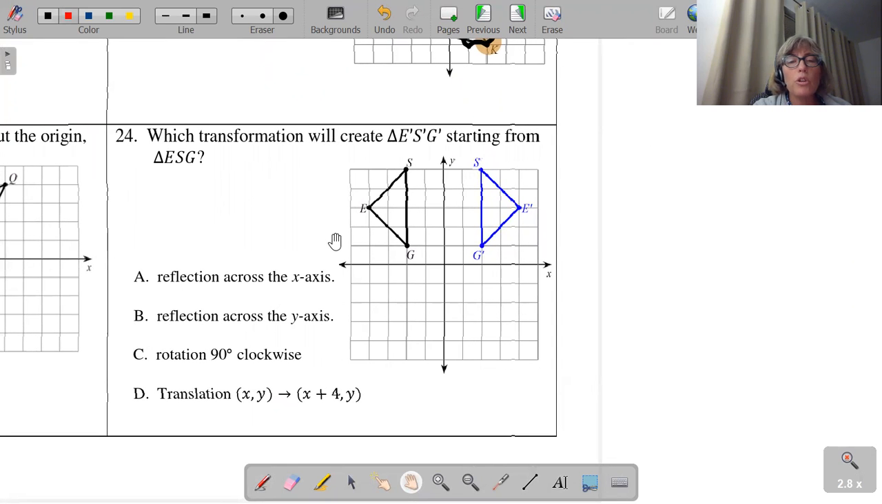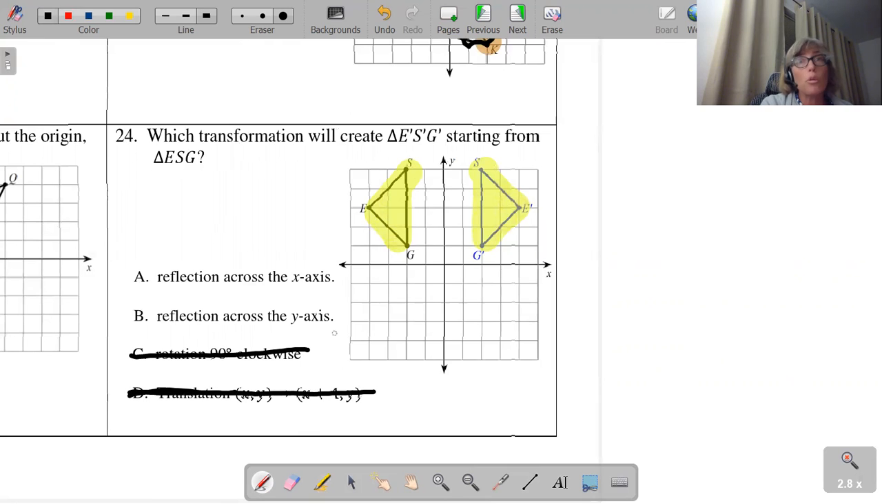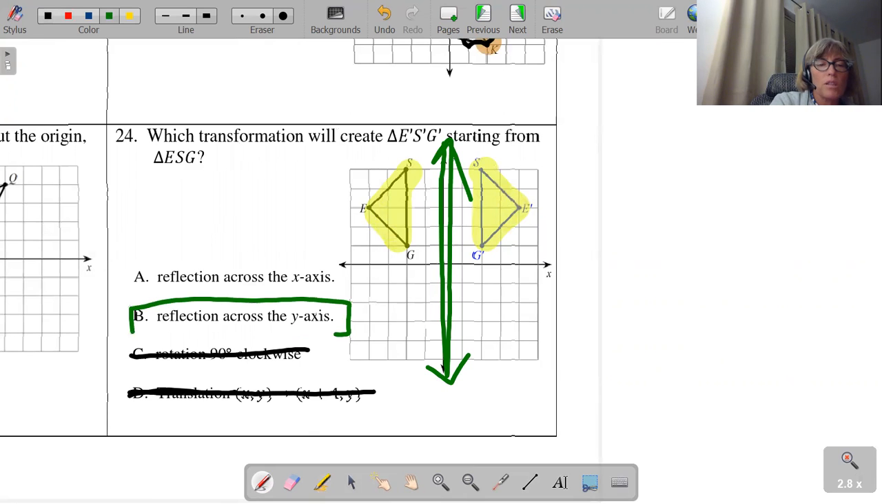What transformation creates this? So you ask yourself what happened here. It's obviously a reflection. Right off the bat, you can see it's a reflection, not a rotation, so we can cross that out. Dilation means to change in size, get smaller or bigger, and that's not it. It's not simply sliding around. So it's either reflection across the x or y axis. You see it's flipping over this way, so it's reflecting across the y axis.